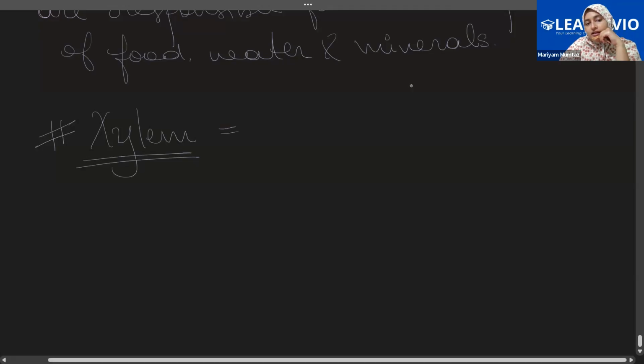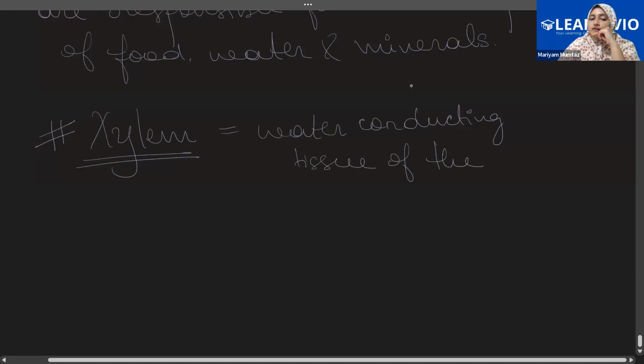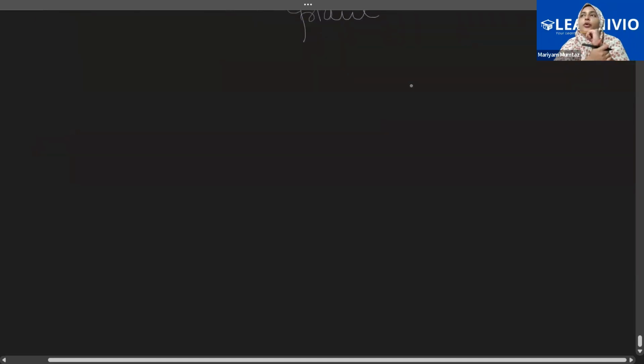Xylem. It is the water conducting tissue of the plant. Now see, whether we talk about the xylem or whether we talk about the phloem, both of them are not just present in a singular form, they have components present in them. So the xylem, just like I said, it has components present.